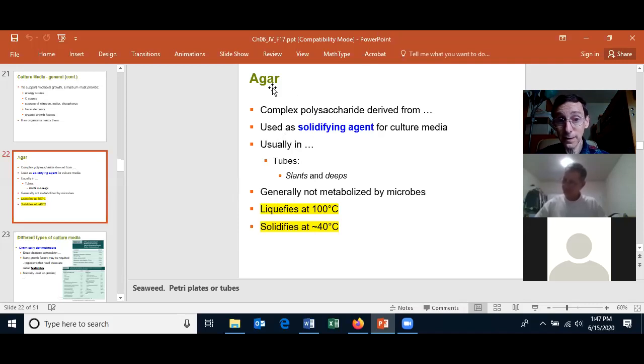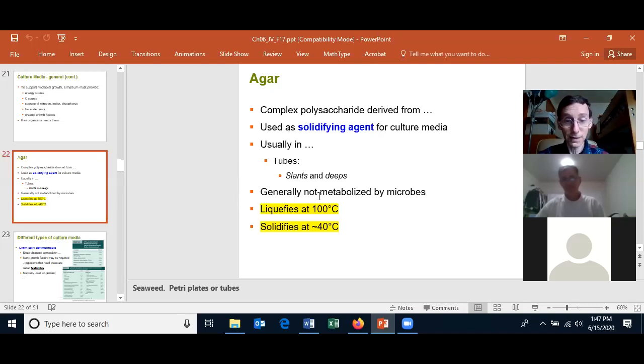And all it is is a substance we obtain from seaweed, okay? And for some reason, microorganisms haven't learned to digest it yet. And so we use it to solidify our liquid media. You usually find it in a tube.